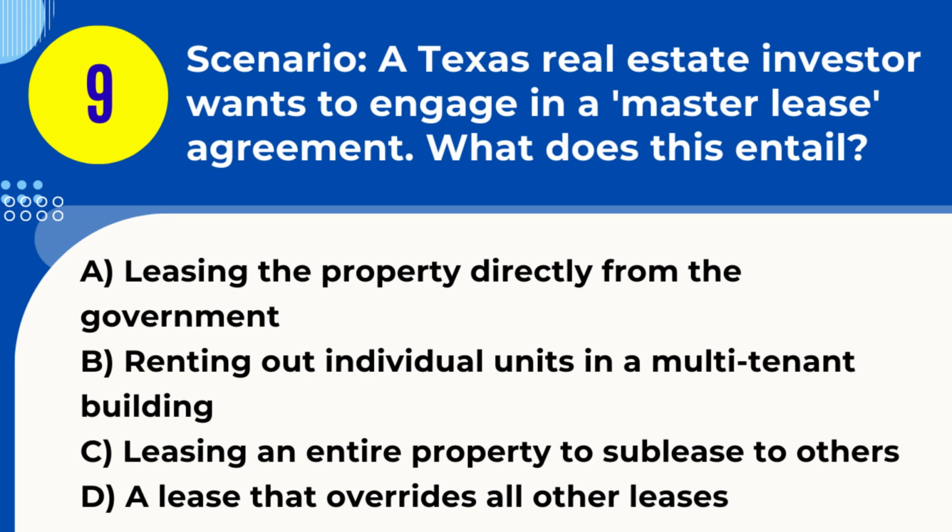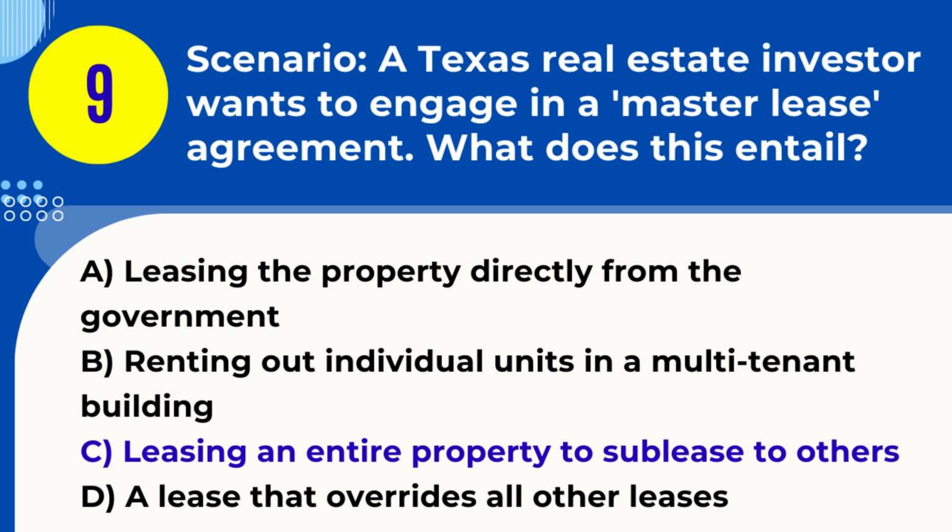Question 9. Scenario: a Texas real estate investor wants to engage in a master lease agreement. What does this entail? A. Leasing the property directly from the government. B. Renting out individual units in a multi-tenant building. C. Leasing an entire property to sublease to others. D. A lease that overrides all other leases.